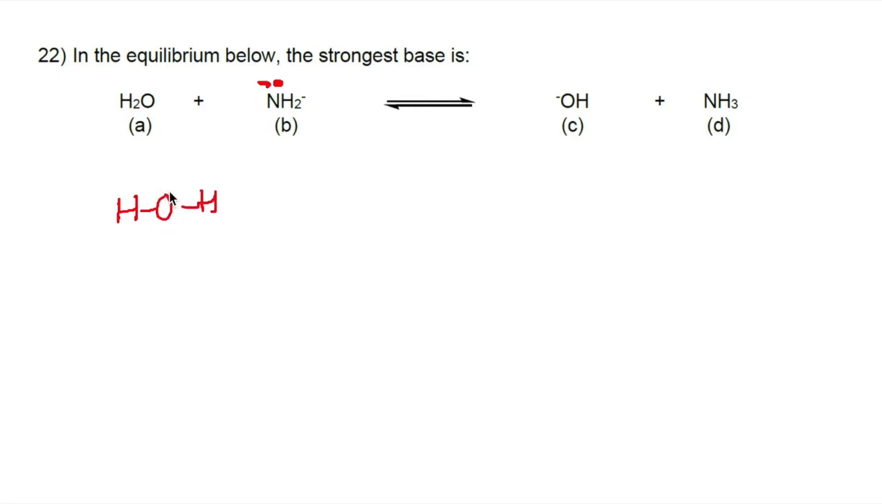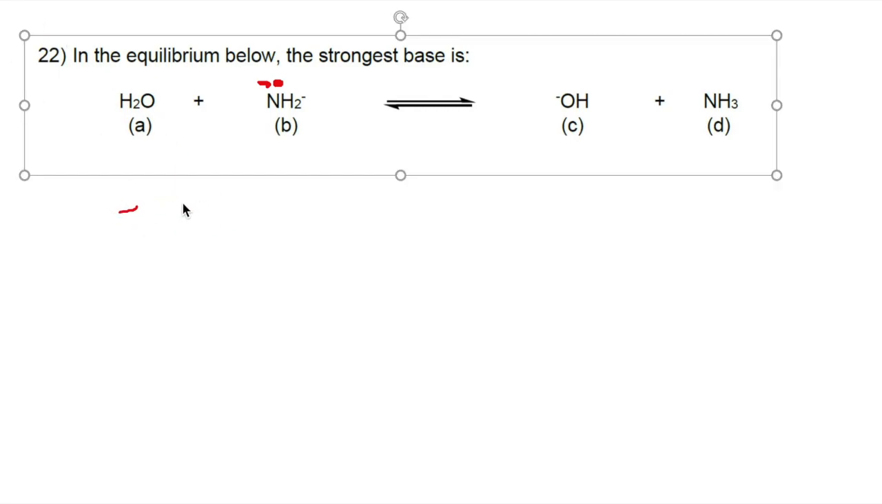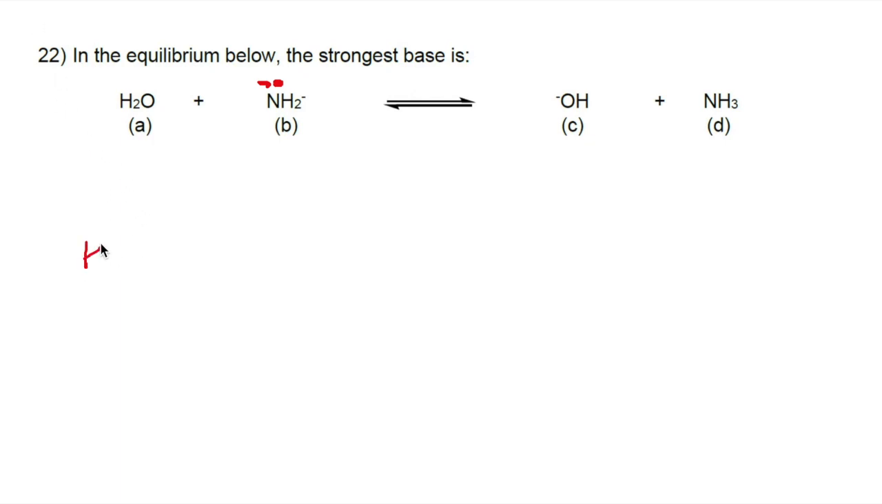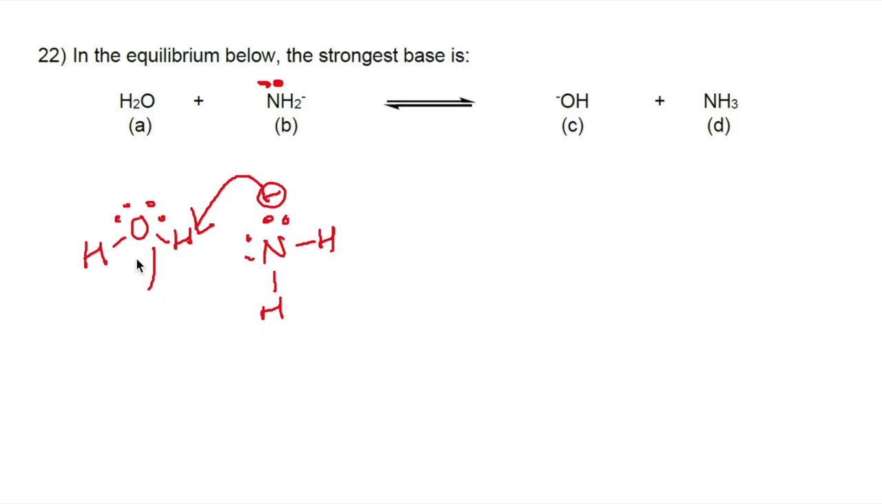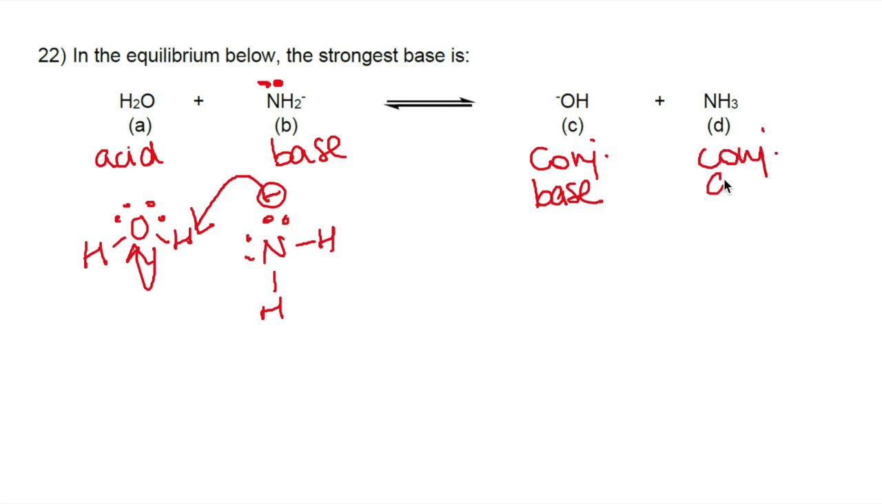Let me draw it out. Actually, water doesn't look like that. Water looks like that. And now I have the base that can go and grab the protons, and that will give me the OH minus and the NH3. So this is the acid, this is the base, this will become the conjugate base, and this will be the conjugate acid.